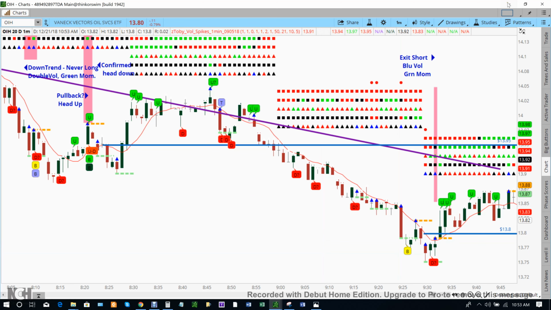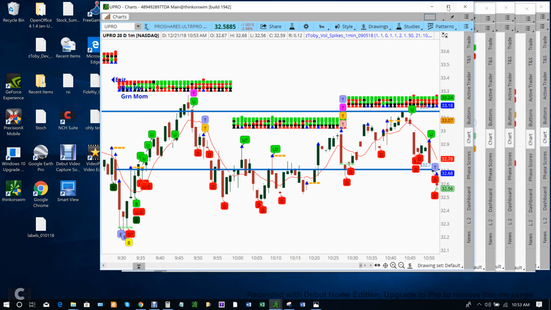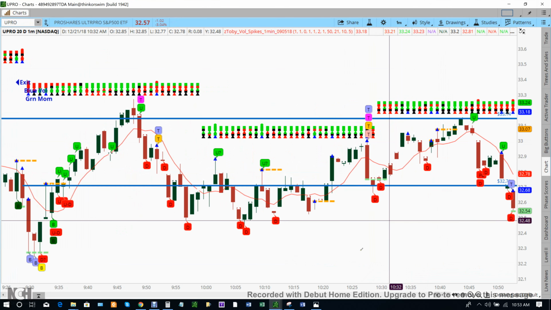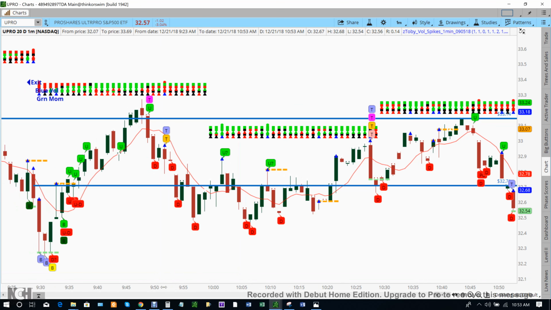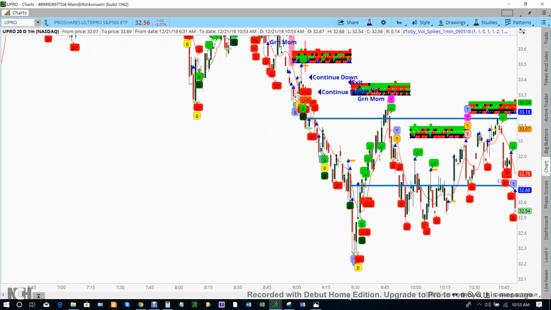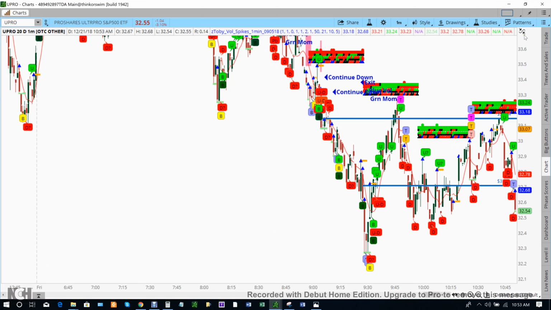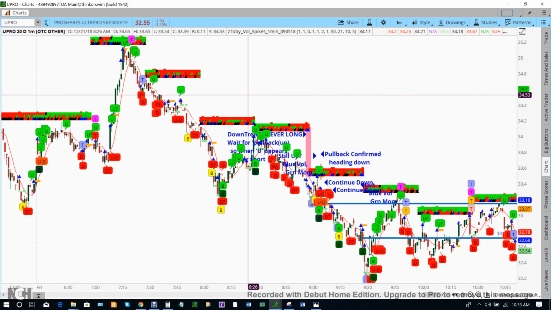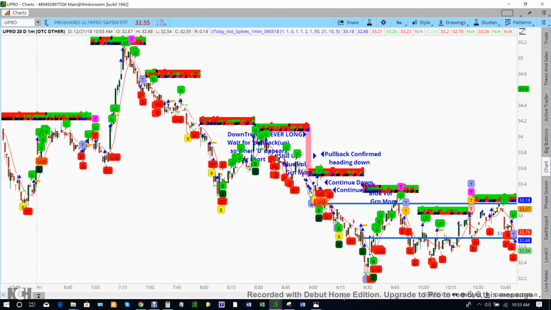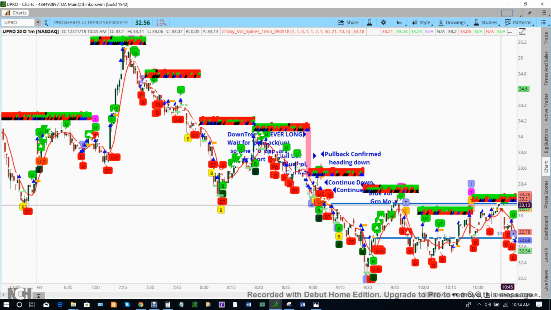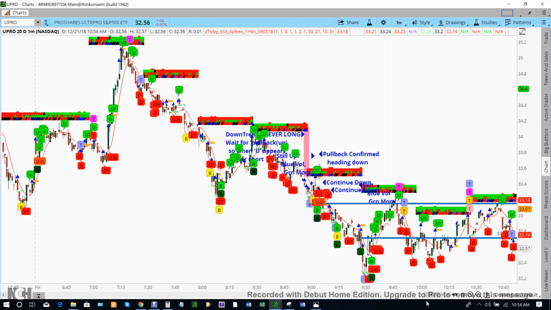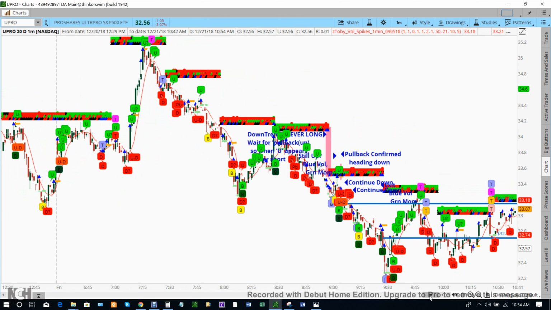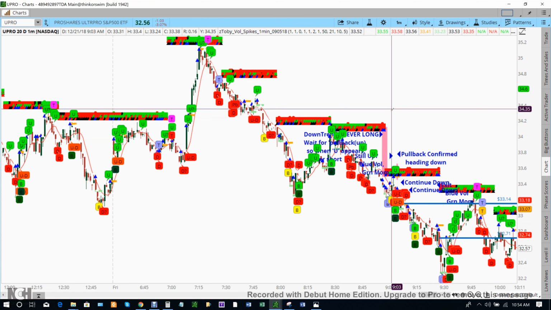So, anyways, let's look at the next stock. Hopefully, this will start going faster now. The long-term trend, you can see it's down, right? So now we just got to zoom in a little bit.